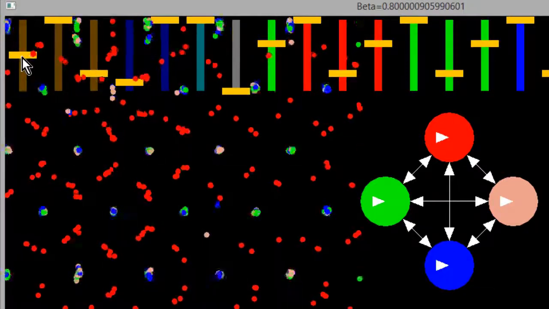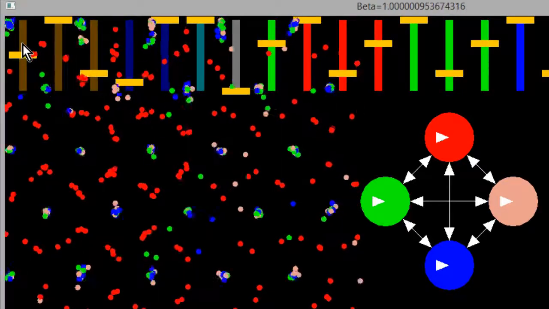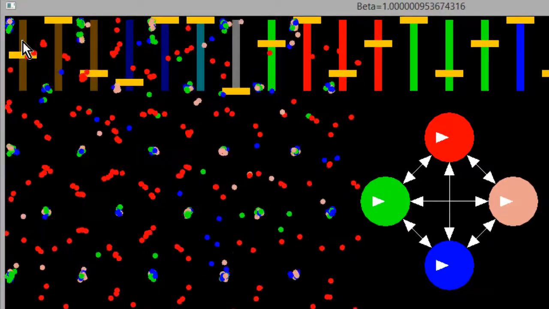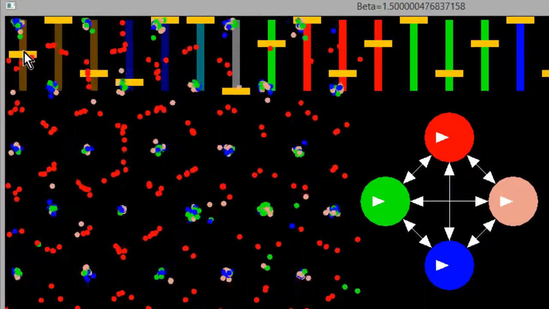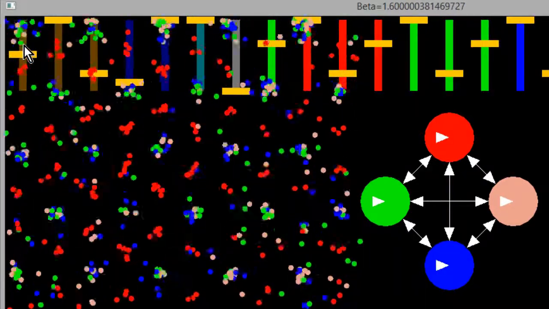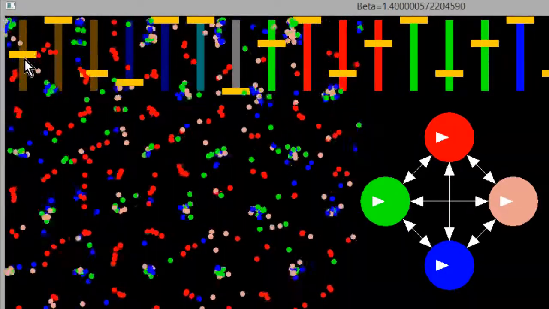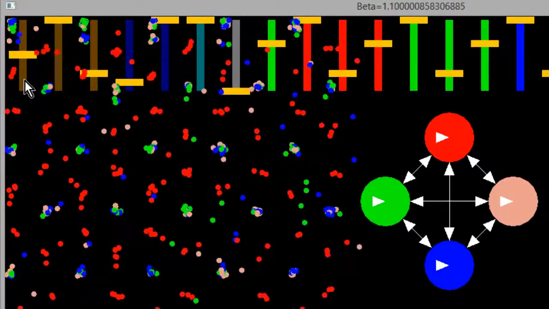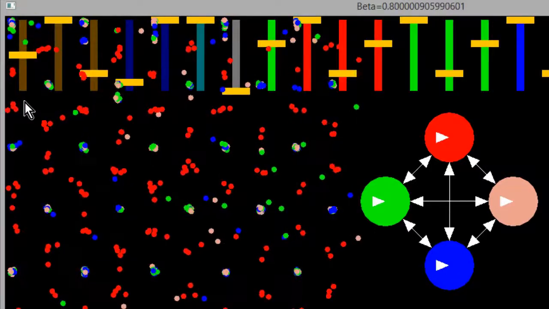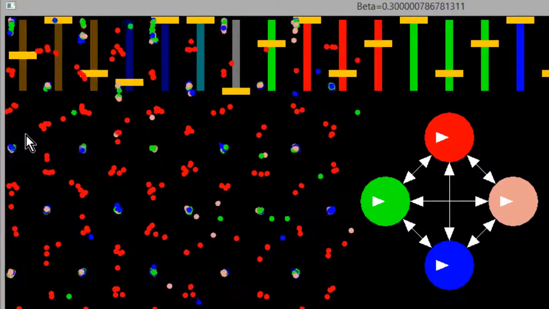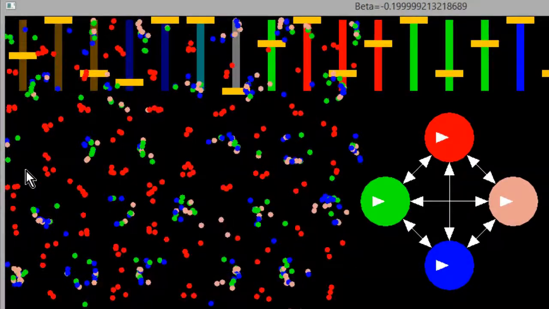So let's change it up a little, about 0.9, 1. See, the hexagonal pattern still is intact. But then at 1.6, things get a little chaotic. So let's bring it back down. 0.9, 0.7, 0.3, still holding, 0.2, negative.